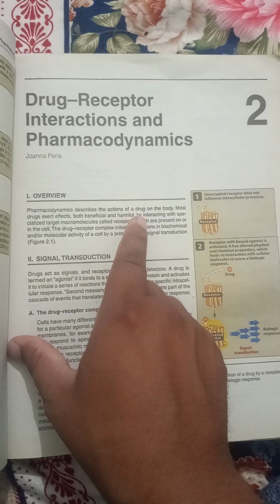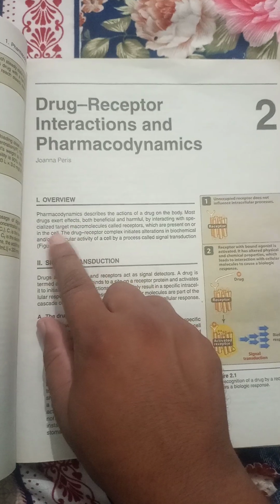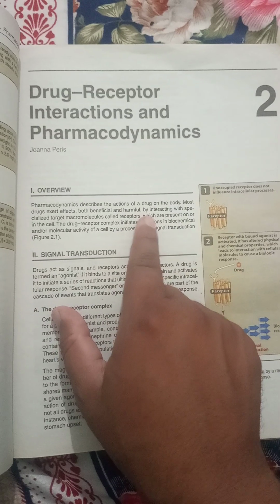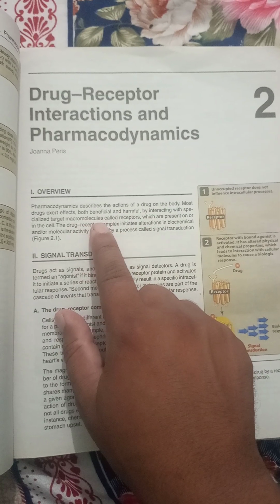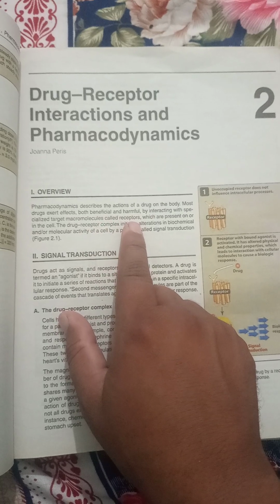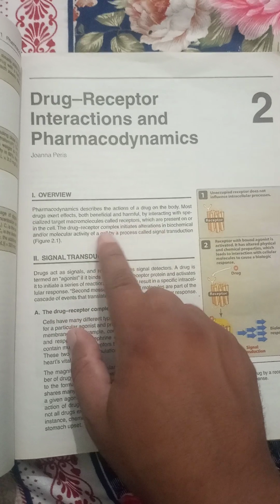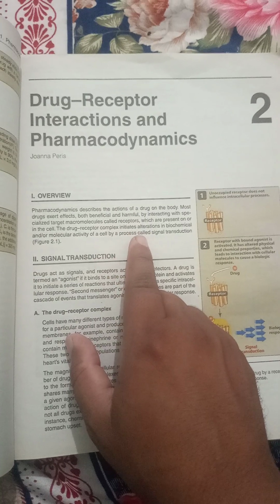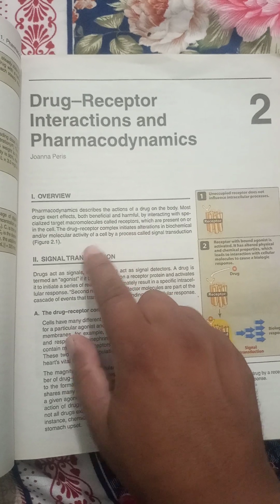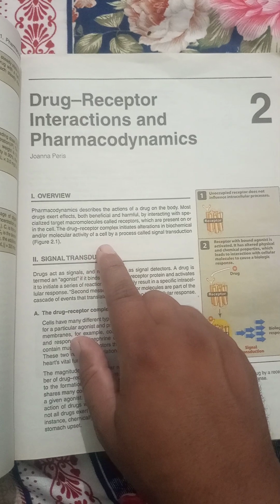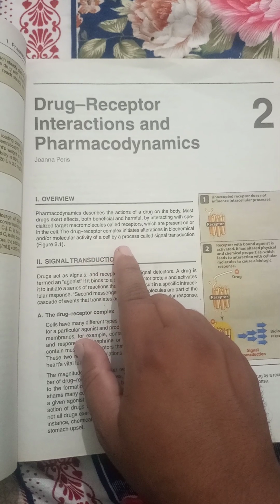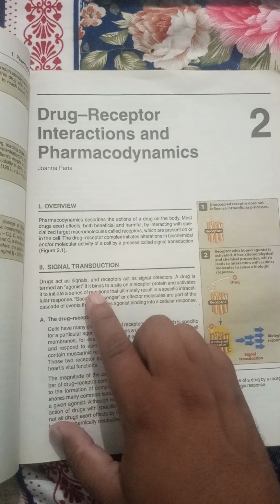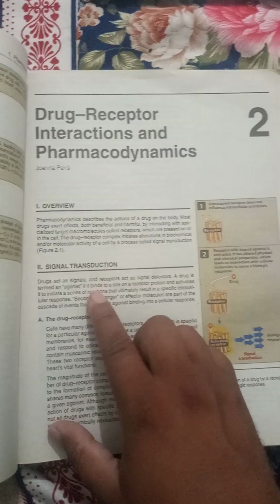Most drugs exert effects, both beneficial and harmful, by interacting with specialized targeted macromolecules called receptors, which are present on or in the cell. The drug receptor complex initiates alterations in biochemical and/or molecular activity of the cell by a process called signal transduction. Now let's see what signal transduction is.